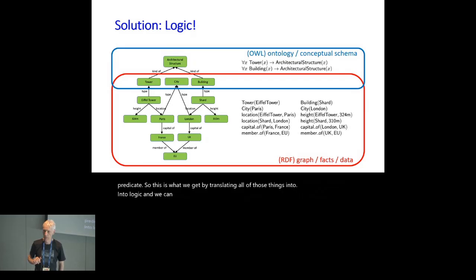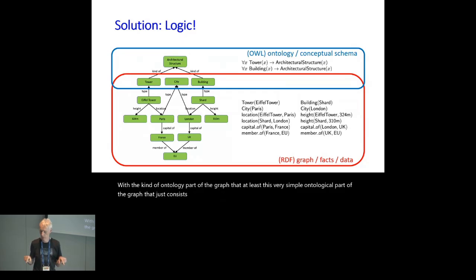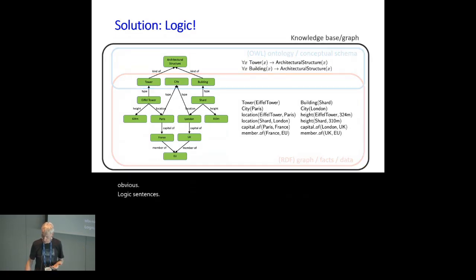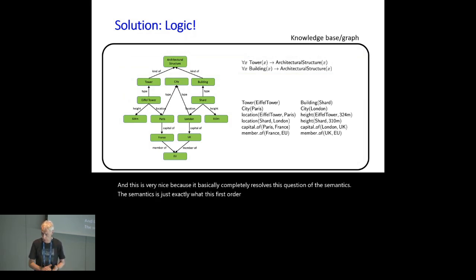And we can do something very similar with the ontology part of the graph, at least this very simple ontological part of the graph that just consists of these hierarchy relationships. We can translate them all into the obvious logic sentences. And this is very nice because it basically completely resolves this question of the semantics. The semantics is just exactly what this first order logic theory that pops out of doing all that tells us.